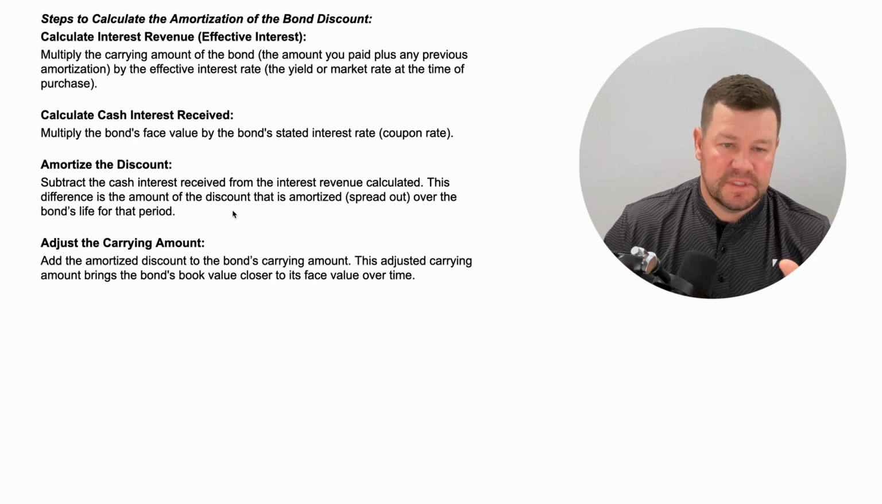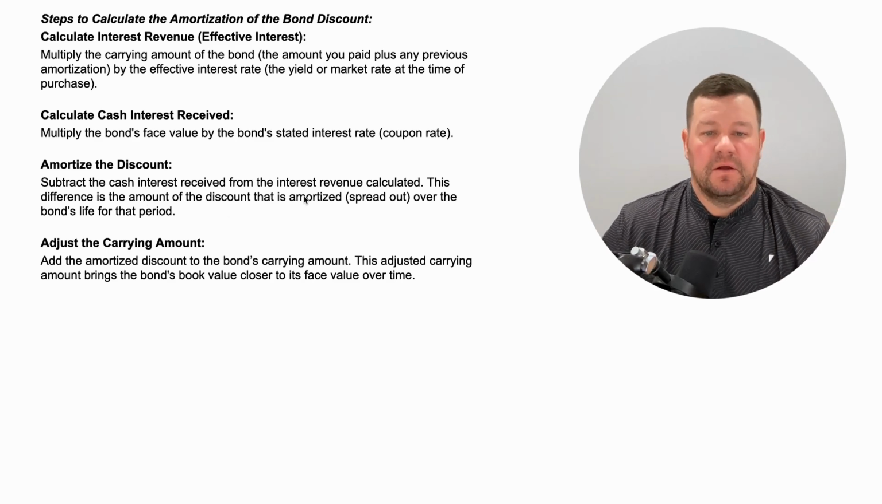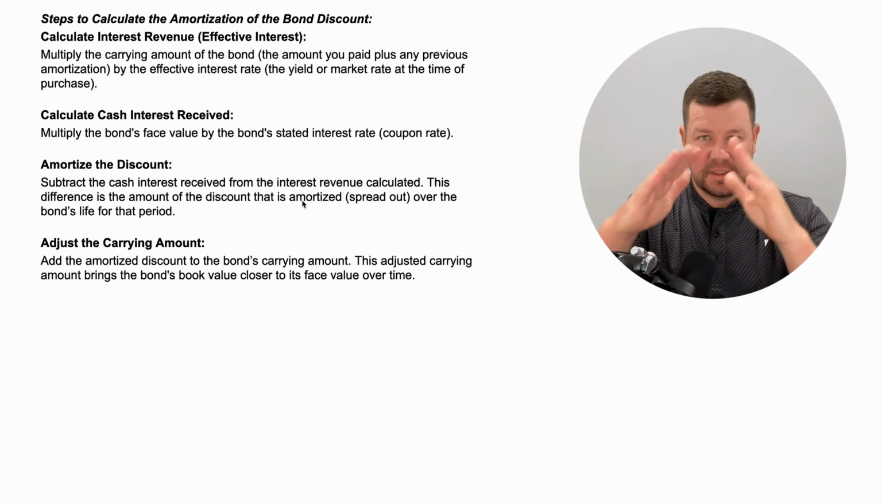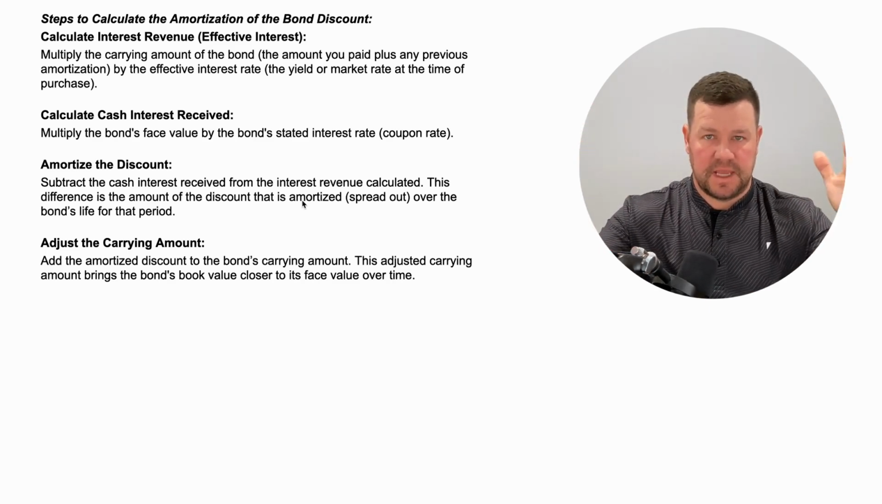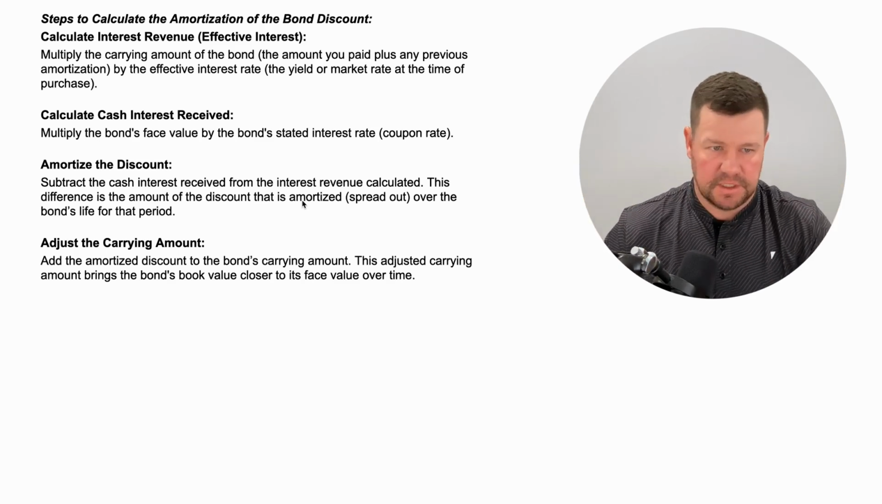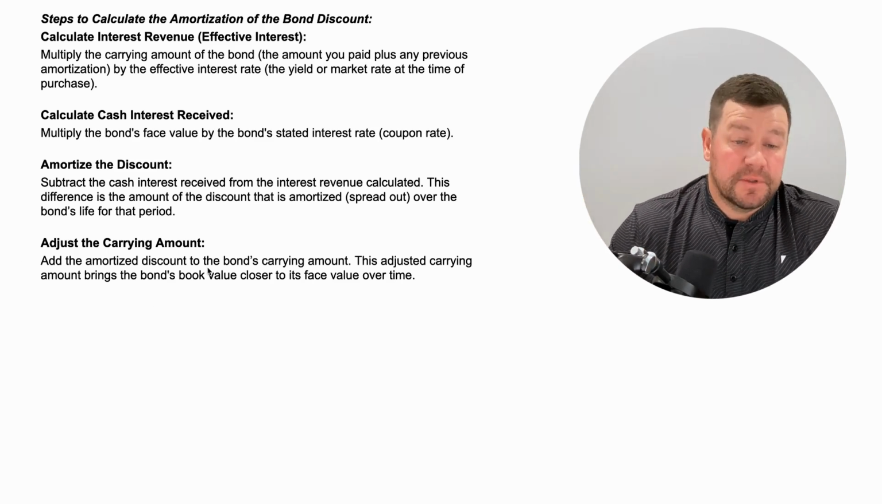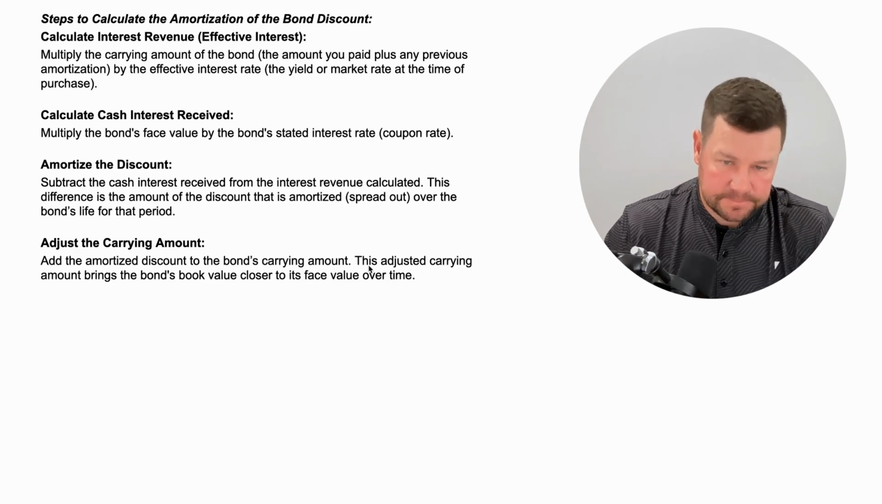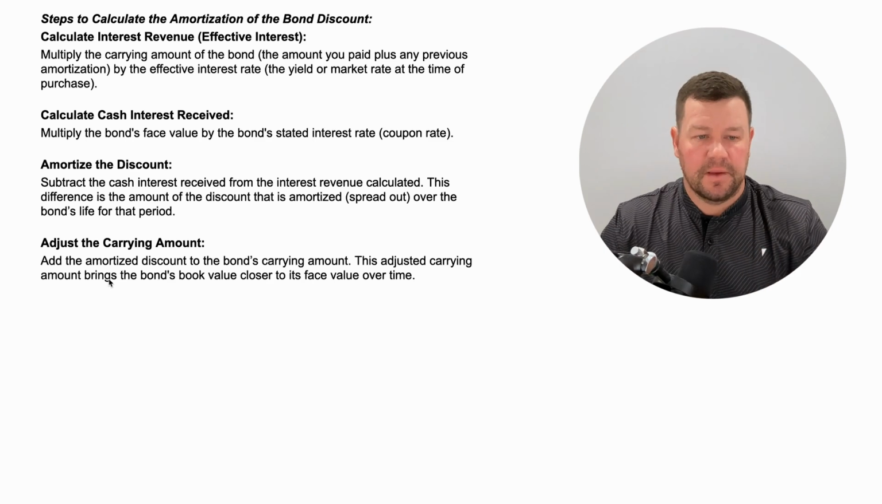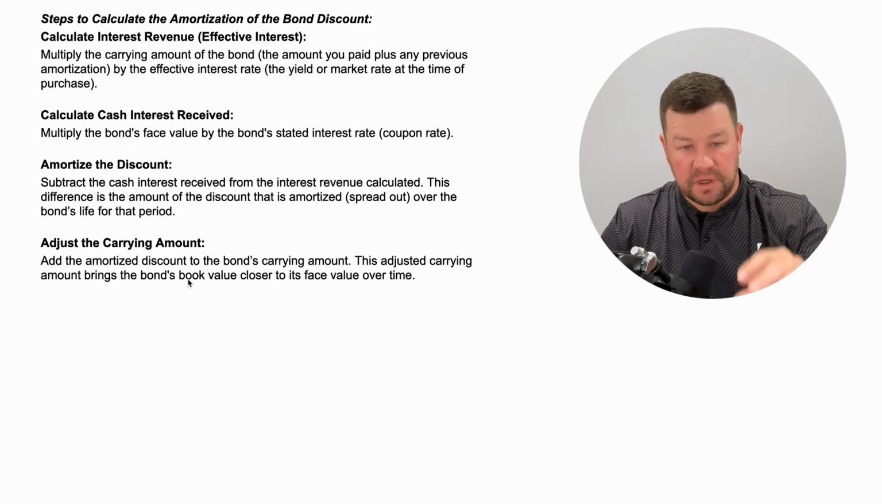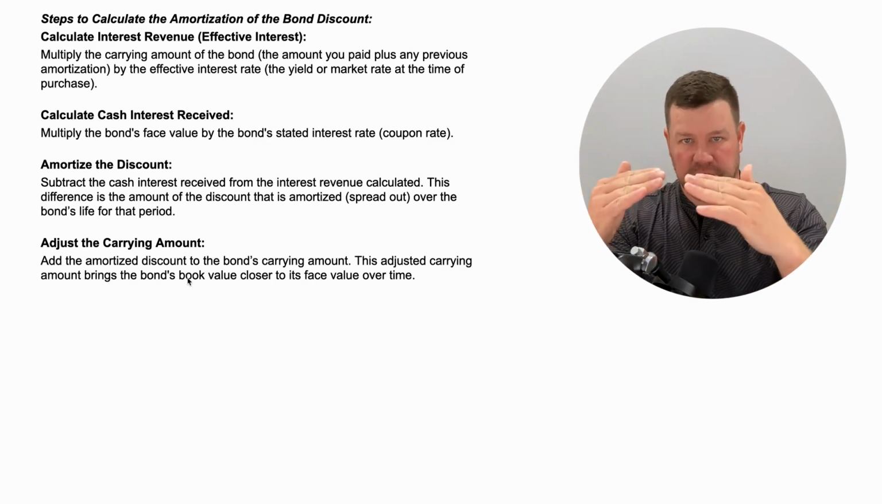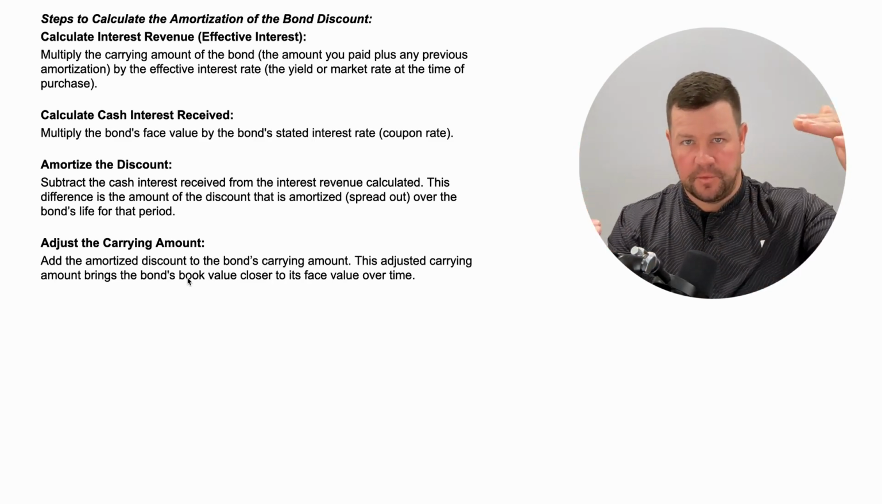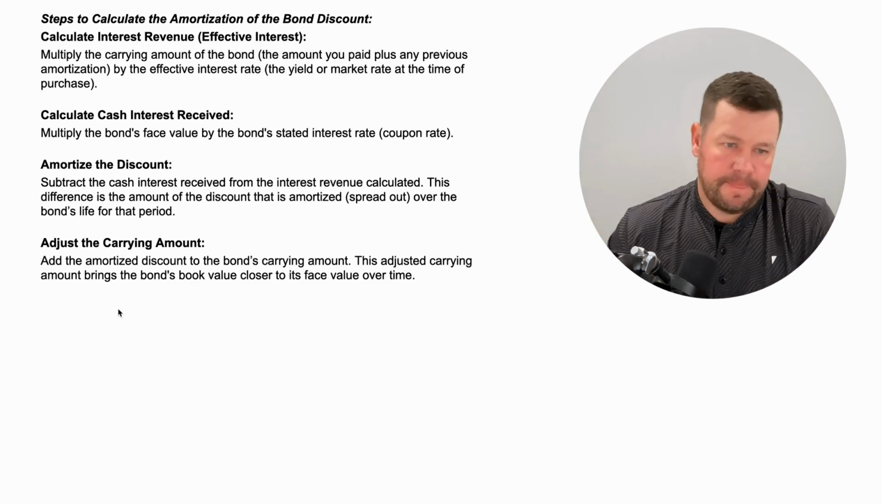So this difference is the amount of the discount that was amortized, because all it is is the discount being spread out over the life of the bond. That's the amortization. So then you add the amortized discount to the bond's carrying amount. And then this adjusted carrying amount brings the bond's book value closer to its face value over time. And again, the premium would work the same way, just opposite.